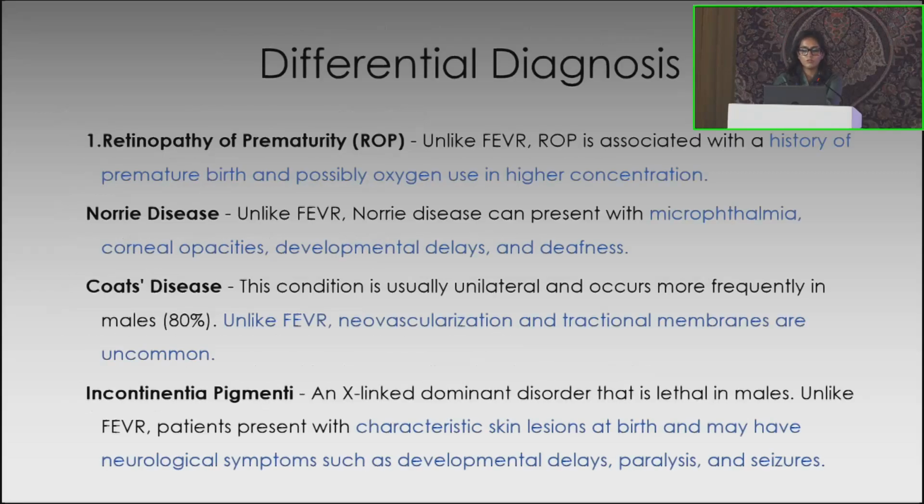Now the differential diagnoses involve ROP, but FEVR is usually a disease in babies who are born at term. They are of healthy weight category. Norris disease, unlike FEVR, has microphthalmia, corneal opacities, developmental delays and deafness. And Coats disease is a unilateral condition more frequently seen in boys. Unlike FEVR, neovascularization and traction membranes are not seen. And in incontinentia pigmenti, there are characteristic skin lesions at birth and neurological symptoms as well.